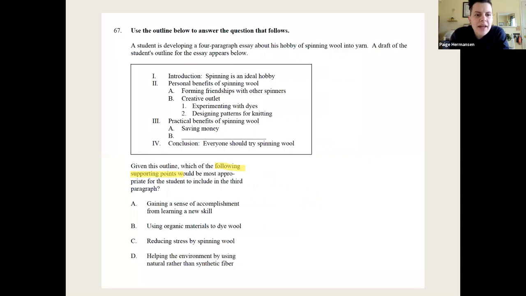Okay. And then next, here's another rhetoric and composition question. Use the outline below to answer the question that follows. A student is developing a 4-paragraph essay about his hobby of spinning wool into yarn. That's quaint. A draft of the student's outline for the essay appears below. There's the outline. There's a blank space there in section 3, subpoint B. Given this outline, the question asks, which of the following supporting points would be the most appropriate for the student to include in the 3rd paragraph? And then it gives some options.